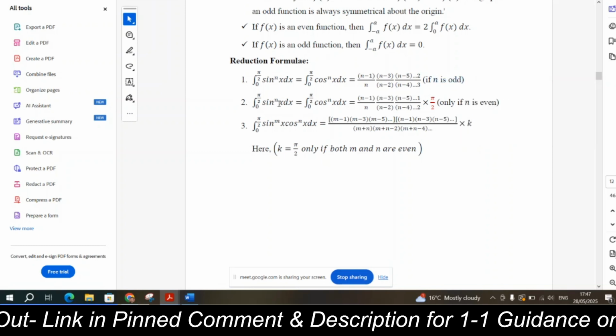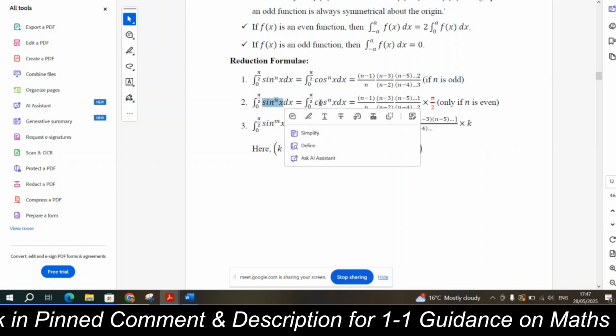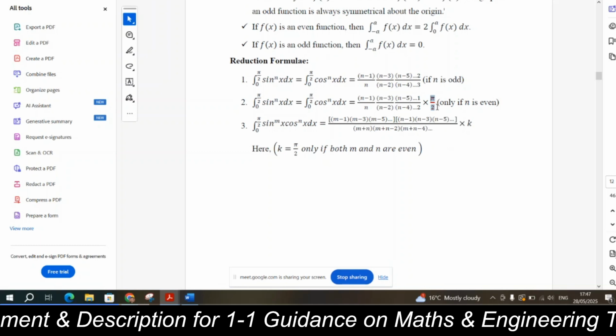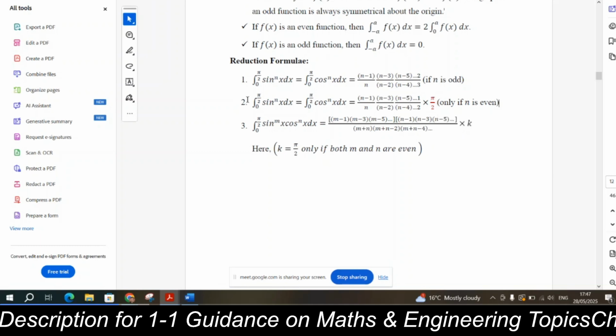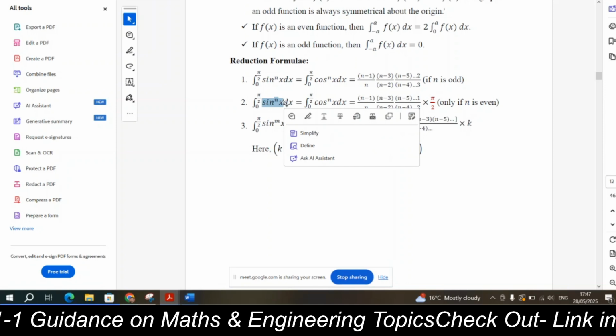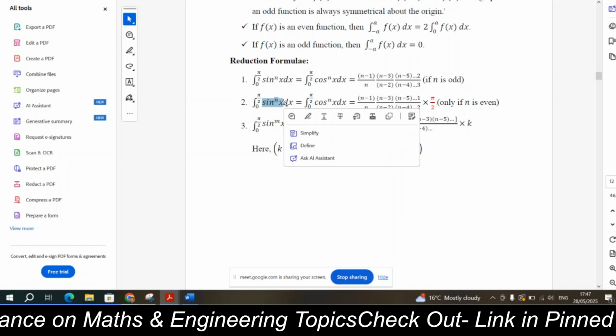Let's do it for the even one, because this is for n odd; we can come to n odd later. Let's do an even one. Sin raised to n x, cos raised to n x becomes n minus 1, and the same thing follows till you get half, and then you multiply it by pi by 2 as well, only if n is even. So how do you integrate sin square x?